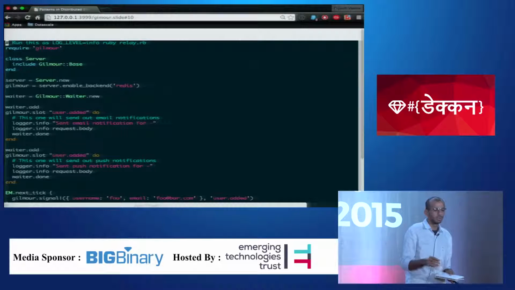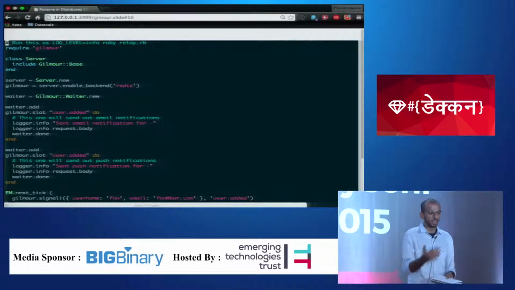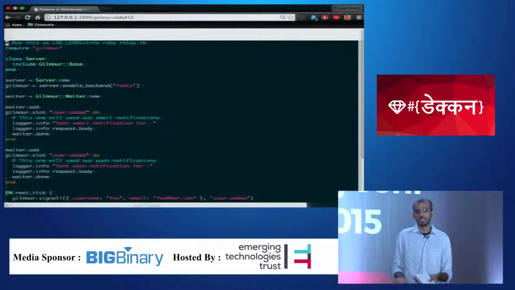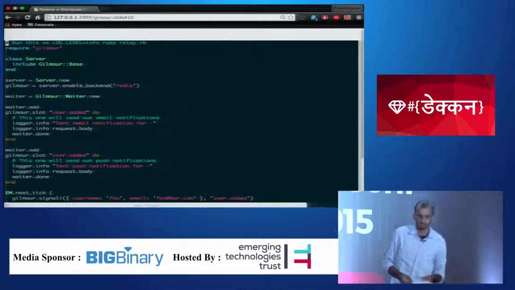So over here, we have two slots for user.added, the first one and the second one. Both of them would be executed because they can have as many slots as possible.